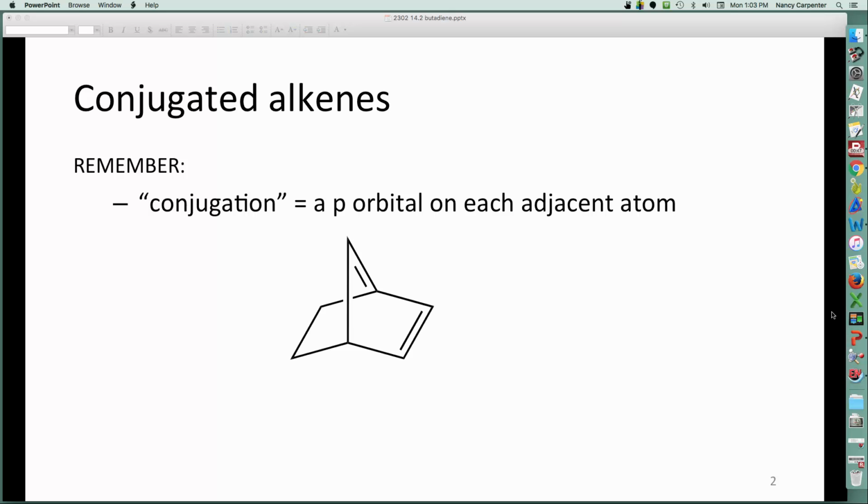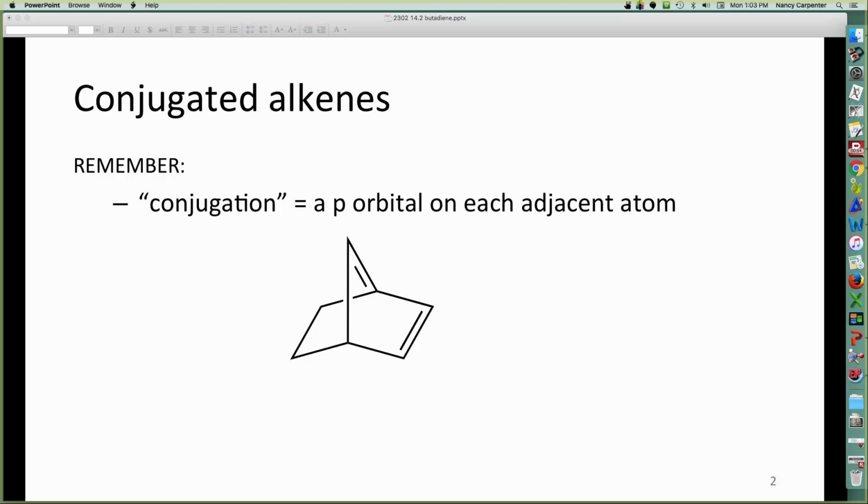But each adjacent atom has to have a p orbital on it. So, is this a conjugated system? Well, clearly, there's a p orbital on each adjacent atom right here, right? That's got to be sp2, that's got to be sp2, that's got to be sp2, that's got to be sp2.